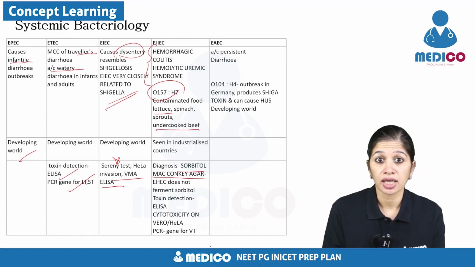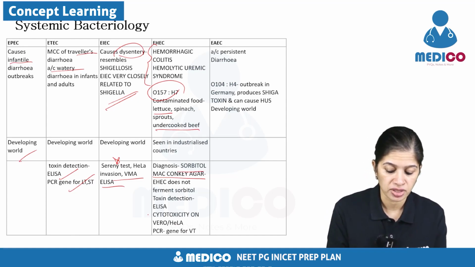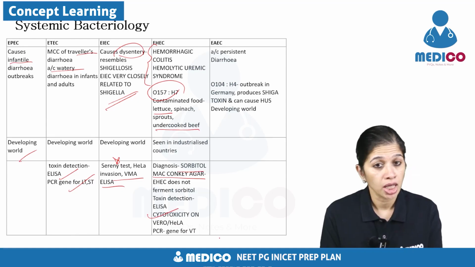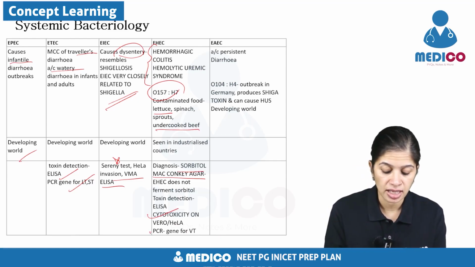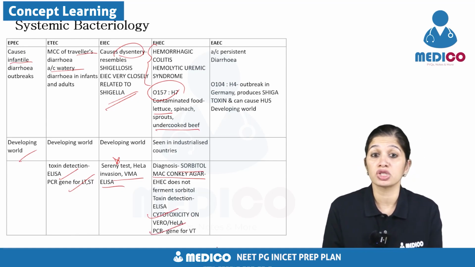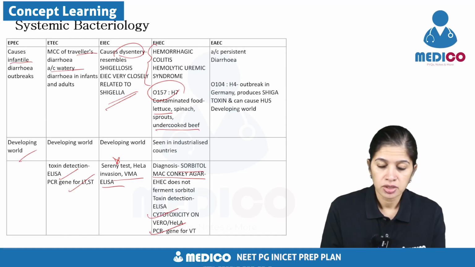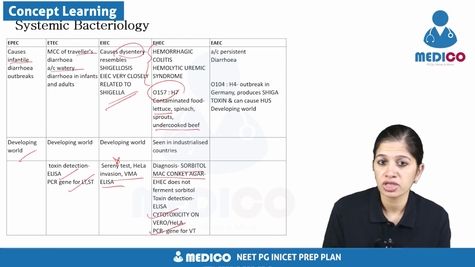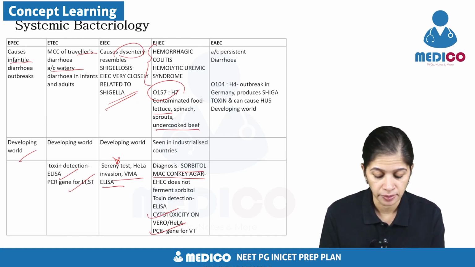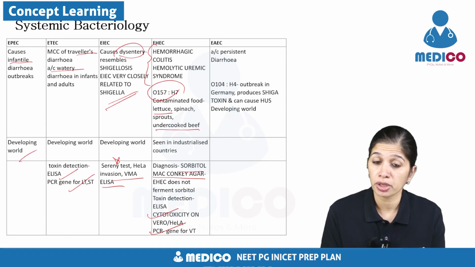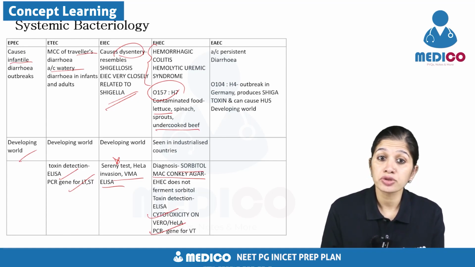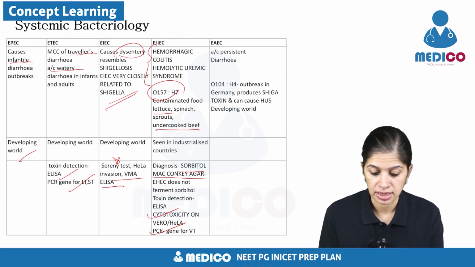Toxin detection methods are again ELISA. Then you can have cytotoxicity on Vero or HeLa cells, and PCR detection of the gene for verotoxin. So ELISA, PCR detection we have discussed even with respect to ETEC. Then there is sorbitol MacConkey agar and cytotoxicity on Vero or HeLa cells.